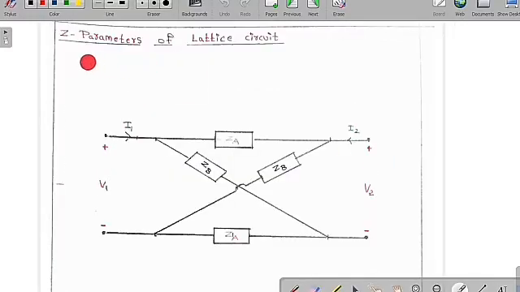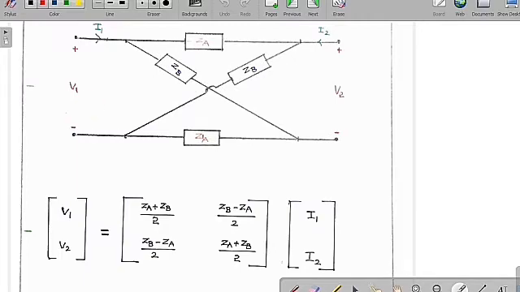Now we are going to learn about the Z parameter of the lattice circuit. See, what is the Z parameter of the lattice circuit? This is basically what we call the lattice circuit. For this circuit, we are going to figure out the value of the Z parameter. This is plus or minus V1, here is plus or minus V2. This is the current I1 and this is also the current I1. Here the incoming current is I2 and the outgoing current is I2.